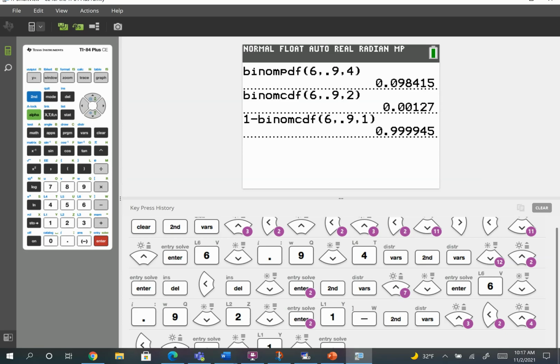You are more than welcome to write these all out and enter them all in the calculator with the combinations and the exponents and all those things. You're also more than welcome for that option too.